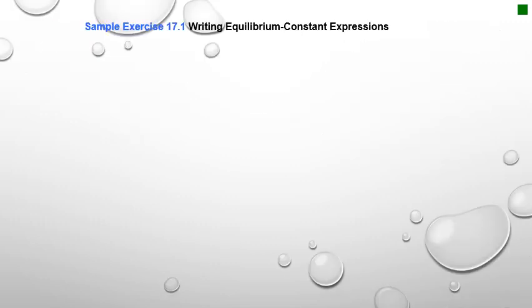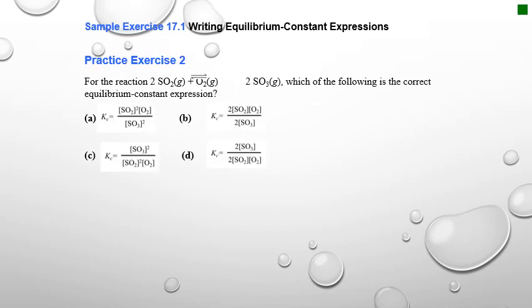So let's look at two more example problems here. For this first problem, we have the reaction 2SO2 plus O2 forms 2SO3. Which of the following is the correct equilibrium constant expression? So for this, remember, we have products over reactants. So I need to have SO3 in the numerator, and I need to have SO2 and O2 in the denominator. All three of them are gases, so all of them will be included in the expression.